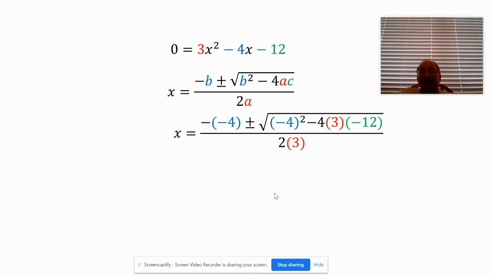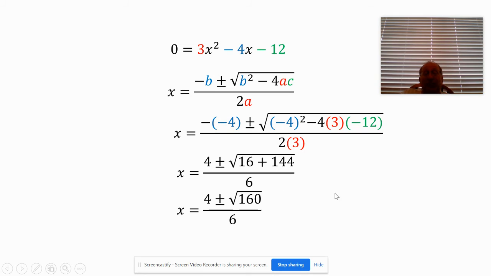That's going to become a 16. And 4 times 3 times negative 12 is going to become a positive 144. 2 times 3 is 6. The negative of a negative 4 becomes a positive 4. This is just the quadratic formula. I'm kind of doing that kind of fast. But it's the opposite of the negative 4, positive 4. Negative 4 times negative 4 is positive 16. 4 times 3 times 12 is 144 because 4 times 3 is 12. But negative times negative makes it positive. And 2 times 3 is 6.